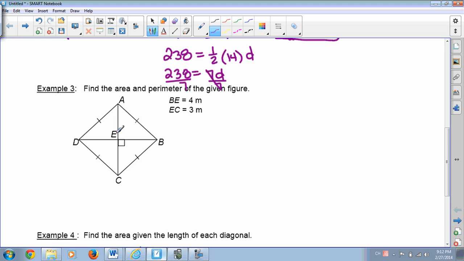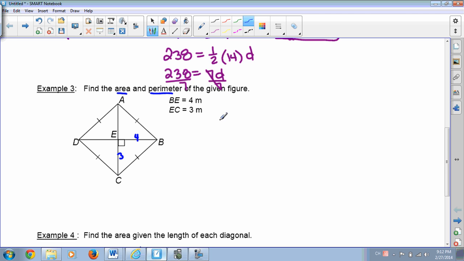This looks like a square to me. All 4 of the sides are the same and the diagonals are perpendicular. We know that because they are marked with a right angle sign. Okay, we also know that BE is 4 and EC is 3. In this case, we're having to find the area and the perimeter of this figure. Okay, so right now we're missing other parts of our diagonal, and we're also missing the side lengths because we need the perimeter of this square.